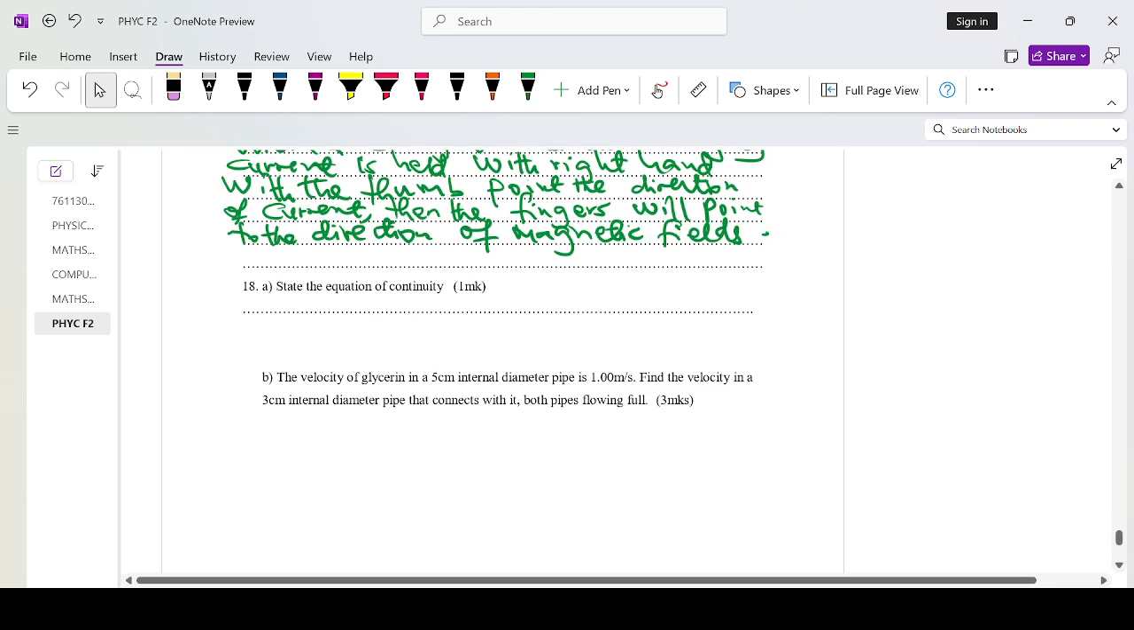State the equation of continuity. The equation of continuity is A1 V1 should be equal to A2 V2, or you can even state it like this by saying A1 V1 equals a constant.